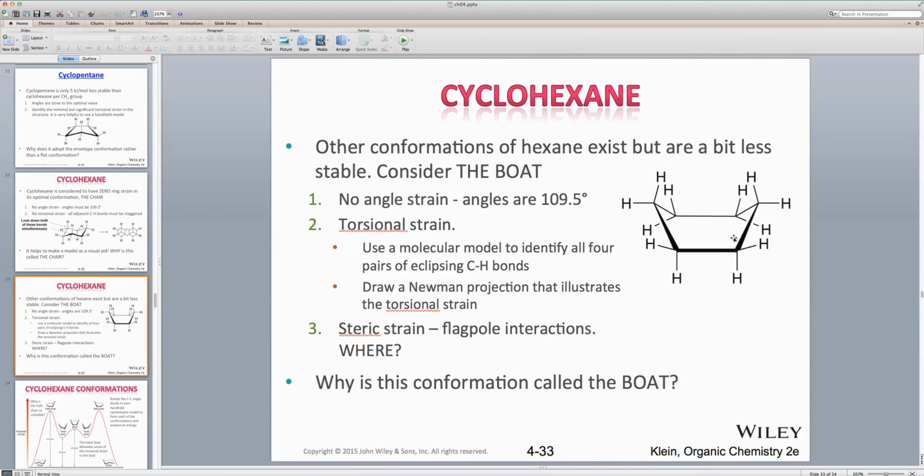The boat conformation, again, when we look at the Newman projection, everything is going to be eclipsed. This will introduce a tremendous amount of torsional strain. We will not have that nice overlap between the bonding MO and the anti-bonding MO of adjacent carbons, as we saw in our last podcast.